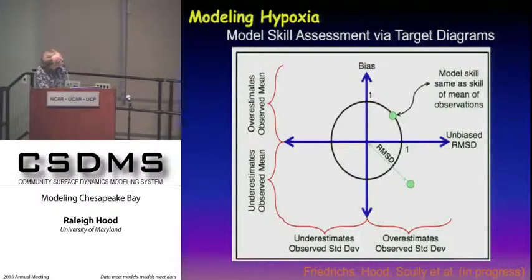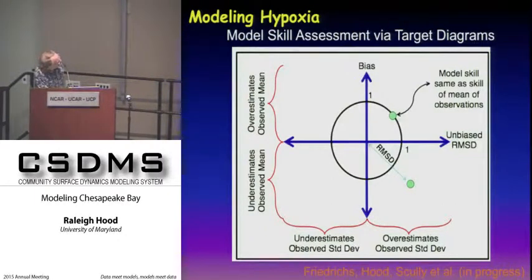If it's over here on the right, it means you're overestimating the variability or the standard deviation. So if that dot falls over here, you've got too much variability in your model. If it falls over here, you have too little. And if that dot falls above the center, it means that you have overestimated the mean. You are biased high. And if the dot falls below, you are biased low.